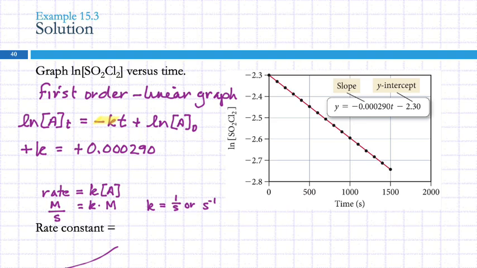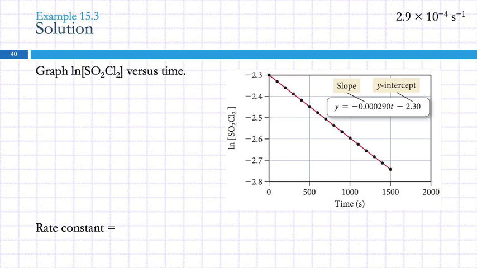So rate constant equals 0.000290 s to the minus 1. Any questions? Let's see if I did it right. Yep.